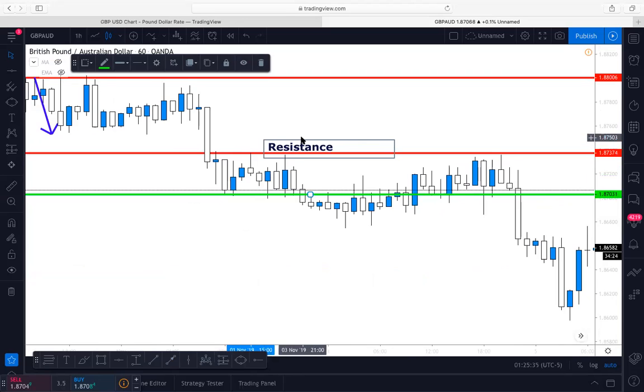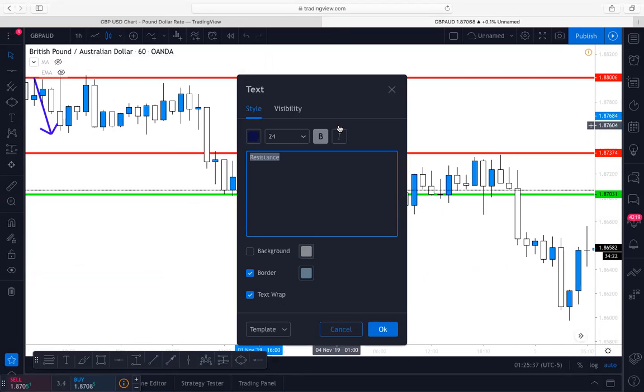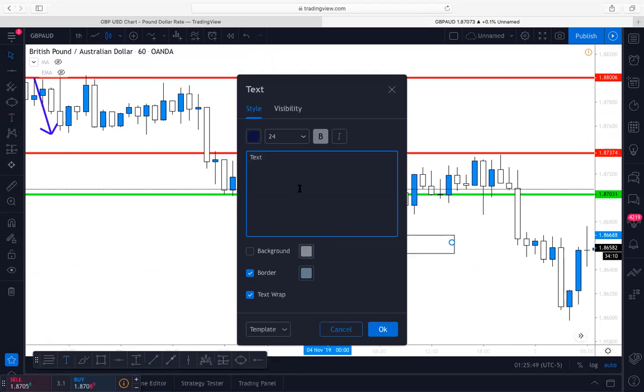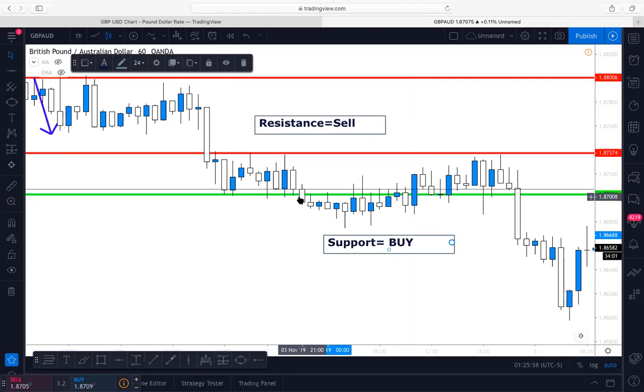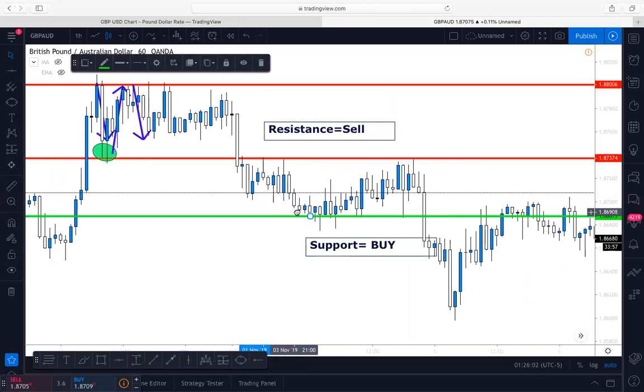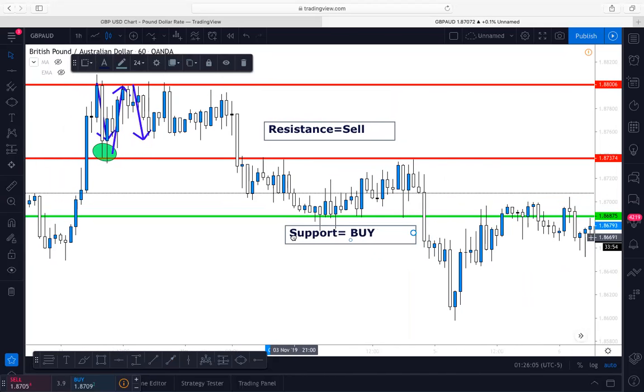So be mindful. Whenever you're at resistance, like we said before, you will want to what? Sell, correct? And then once you're at support, you will always want to look to buy. All right, perfect. Hopefully that makes sense to you guys.